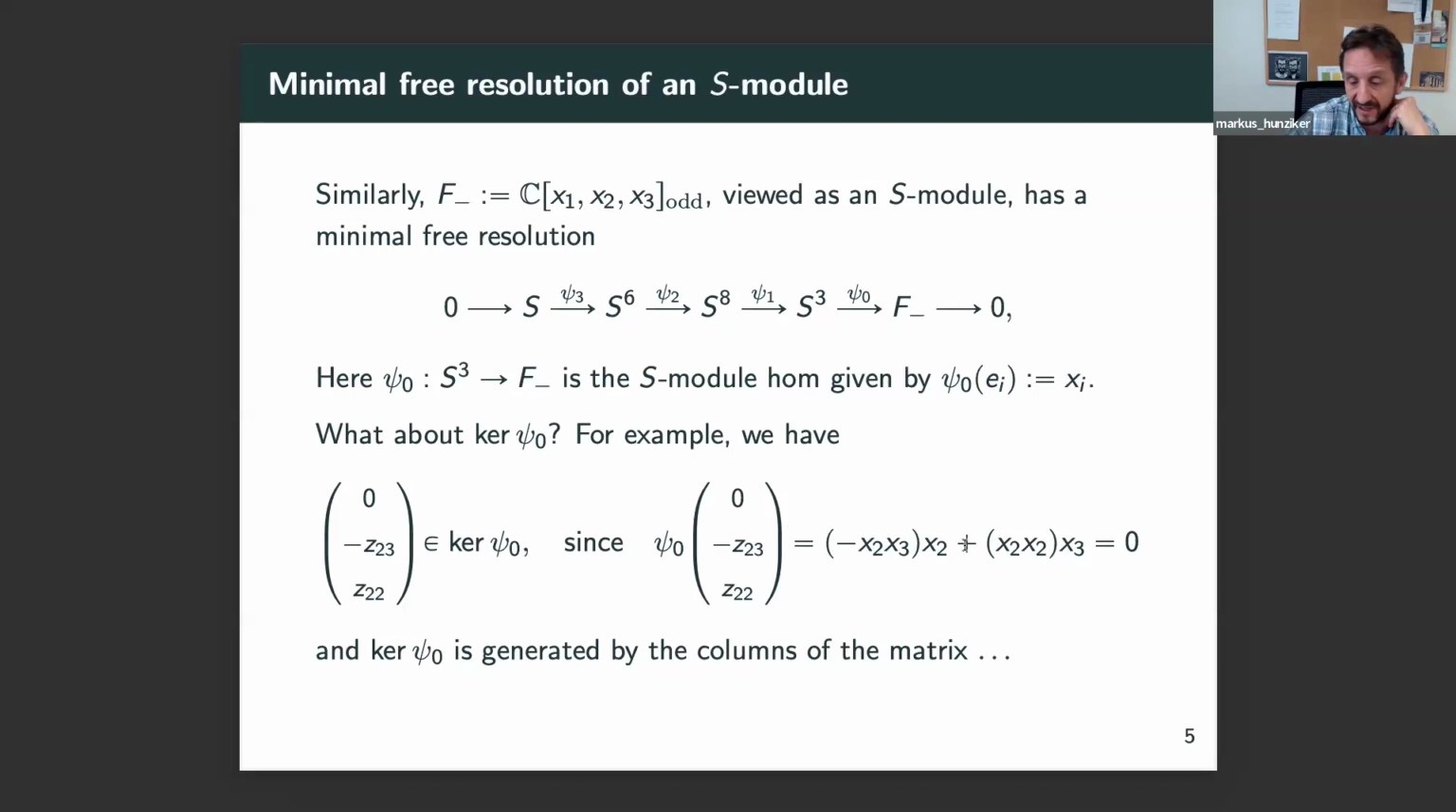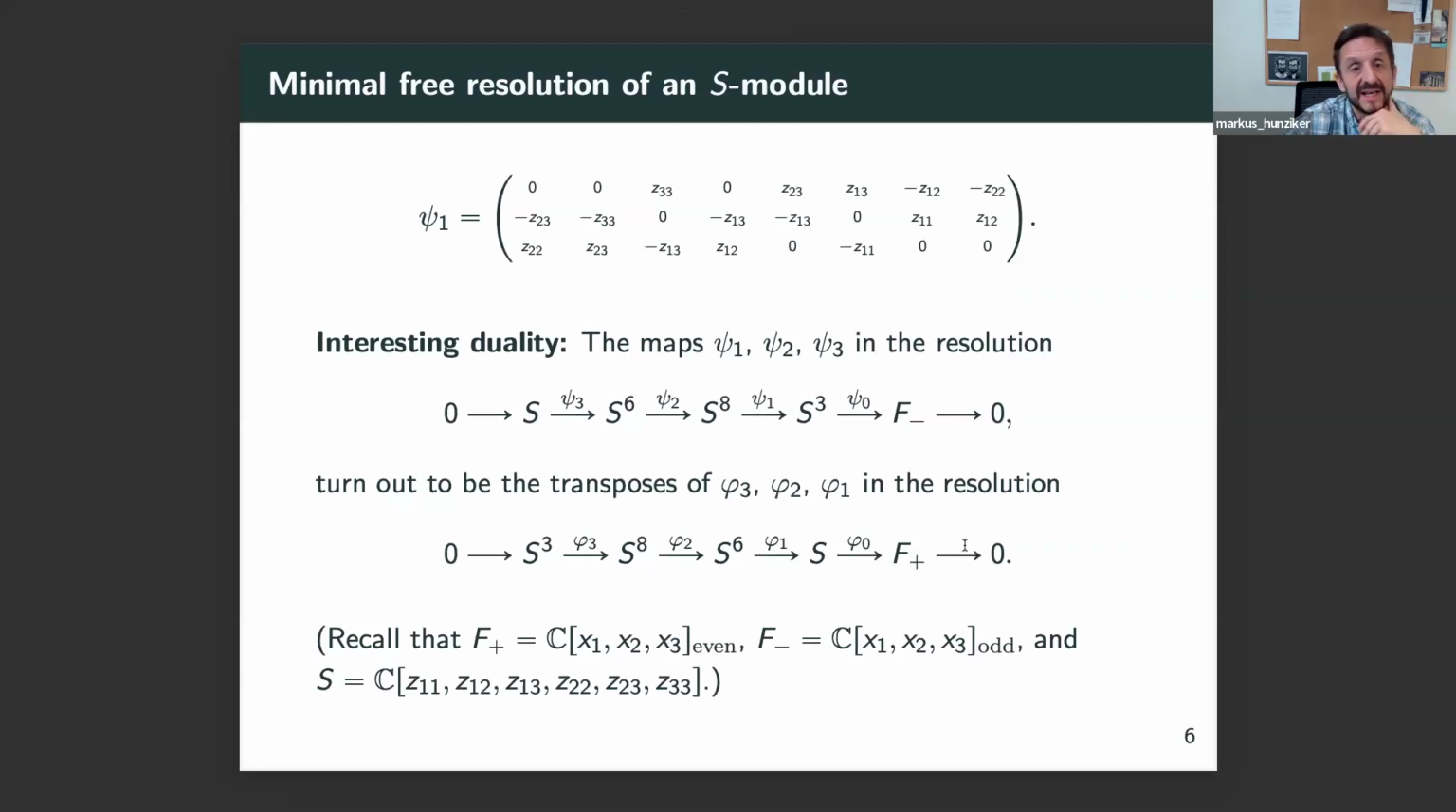And the kernel of psi 0 is then generated as an S-module by the columns of the following matrix, psi 1. So there turn out to be 8 relations among these generators. It's a curious fact, and I don't completely understand this, but if you look at what the resolutions look like for the even polynomials and the odd degree polynomials, these matrices are actually transposes.